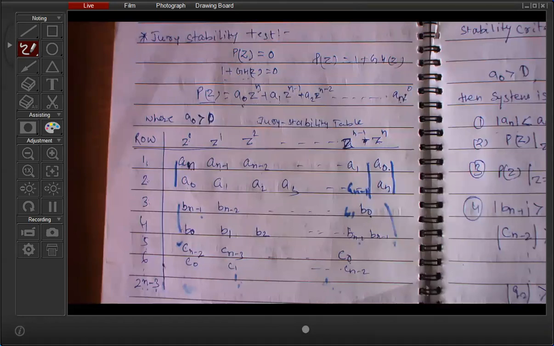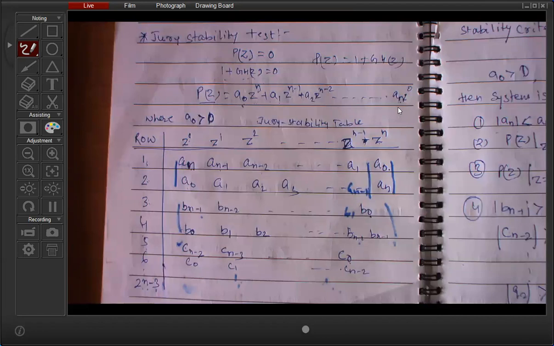Just like in the Routh-Hurwitz stability test, we have to take the characteristic equation, called the characteristic polynomial in the Z domain, that is 1 plus GH(z) equal to 0. Suppose the characteristic polynomial is equal to a0 z to the power n plus a1 z to the power n minus 1 plus a2 z to the power n minus 2 up to an.